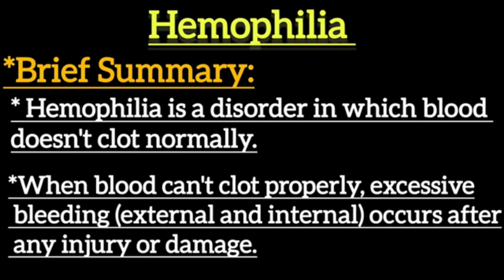Hemophilia. Brief summary. First point: hemophilia is a disorder in which blood does not clot normally. Second point: when blood does not clot properly, excessive bleeding, external and internal, occurs after any injury or damage.